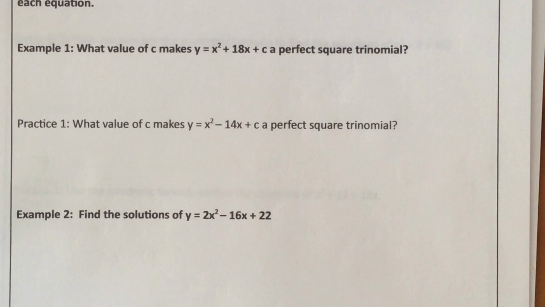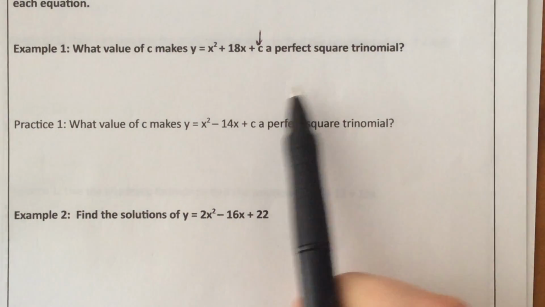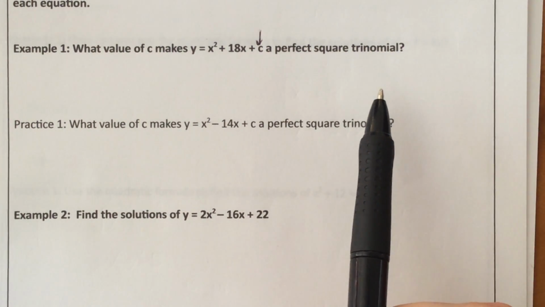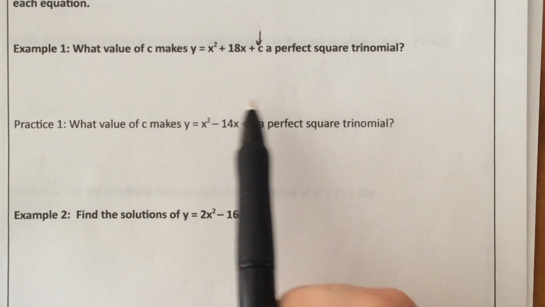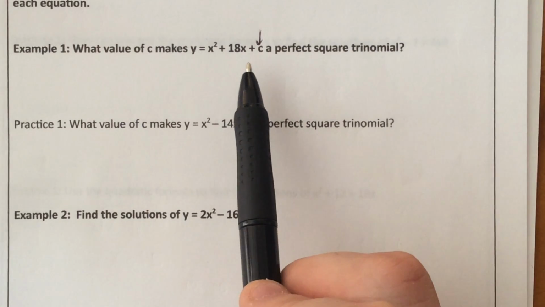So the first one, in example 1, it says, what value of c makes y equals x squared plus 18x plus c a perfect square trinomial? So this is a way they can ask you, do you know how to complete the square without telling you to solve it? So they're just asking you, what value of c do I plug in here to make it a perfect square trinomial? Okay, so to figure this out, they're just asking what value would you add to both sides.